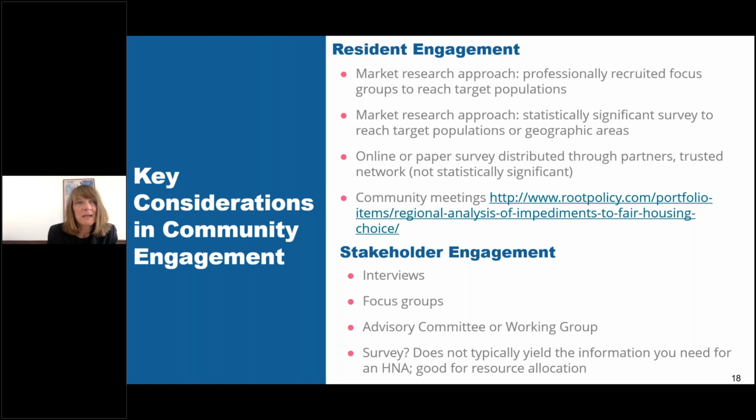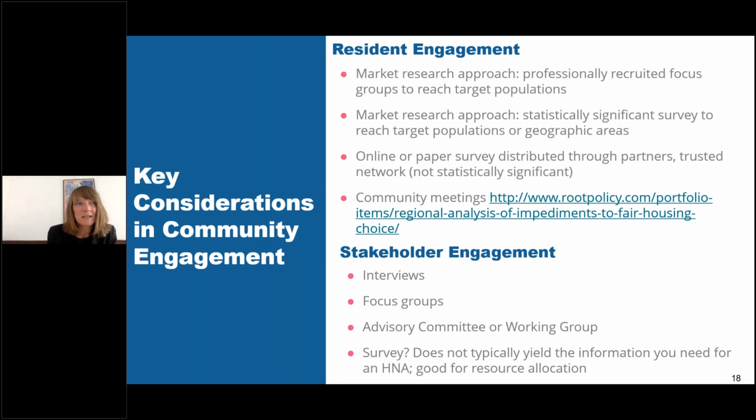And then community meetings. I just threw a link in here to some really fun community meetings that we did for a regional fair housing study in Denver. We brought in, hired artists, community performers. They danced, they did poetry to staff those meetings. And it attracted, I would definitely say, a different group of residents with needs than a typical community meeting. So if you have the resources, that's certainly a way to go.